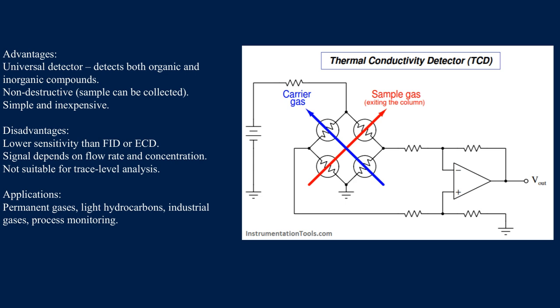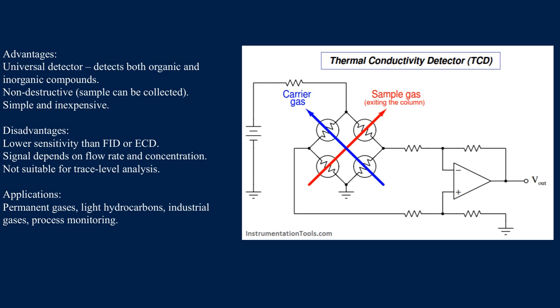However, there are some disadvantages we should keep in mind. Its sensitivity is lower compared to other detectors like FID or ECD, which means it might not detect very low concentrations of analytes as effectively. Also, the signal it produces depends on factors like flow rate and concentration, so careful control and calibration are necessary. Because of this, it's not the best choice for trace-level analysis where detecting very small amounts is critical.